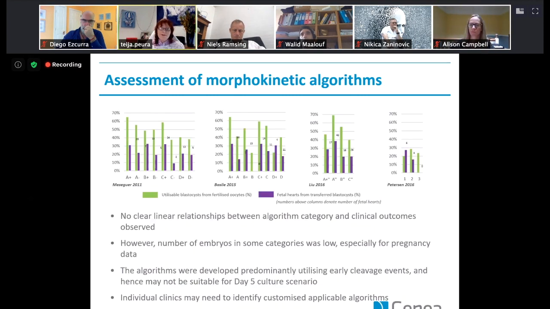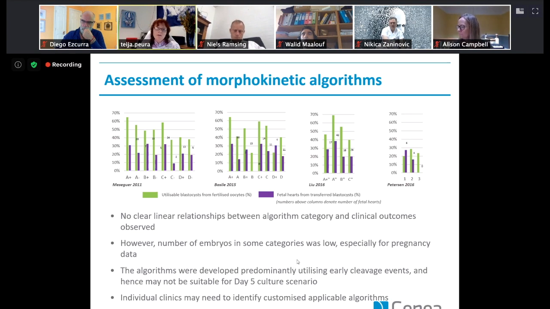And unfortunately, no clear linear relationship between algorithm category and outcomes was observed in any of these. There are a little bit of inclinations here and there, but whether we look at the utilizable blastocysts or fetal hearts, it was not clearly applicable. However, we have to notice that the number of embryos in some categories was quite low, and also these algorithms were developed predominantly utilizing early cleavage events, so they might not be suitable for a day 5 culture scenario when looking at the ultimate outcomes.